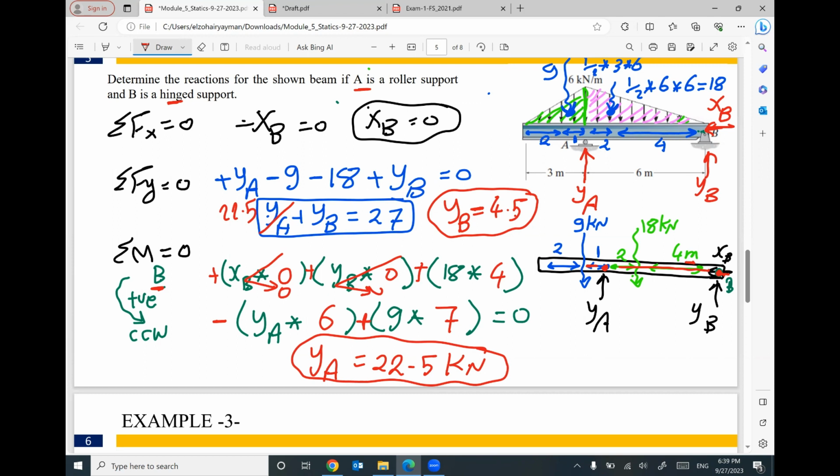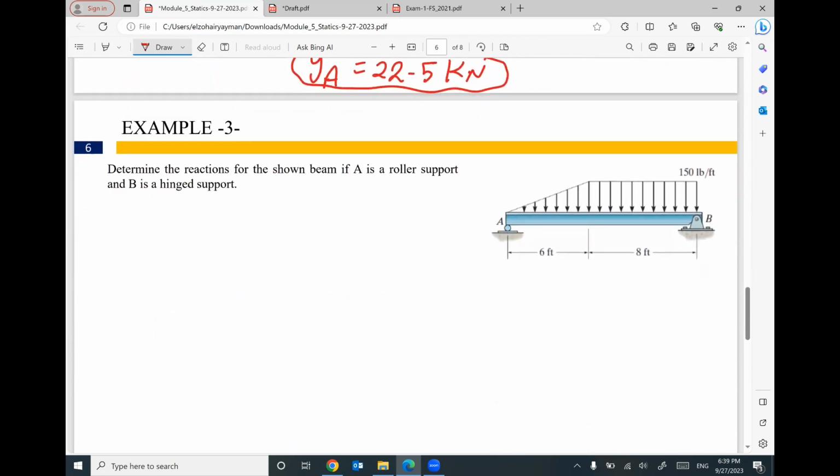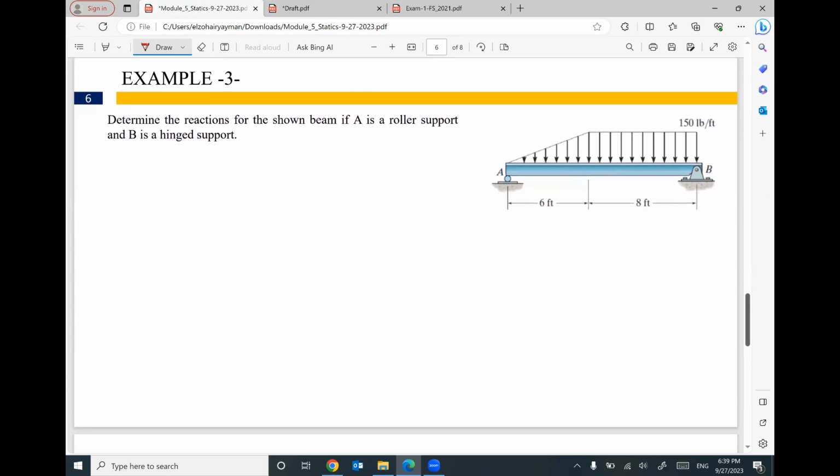Any question? The remaining questions are very easy. The same meaning for this shape. I have roller at A, so I have 1 reaction at A. We have hinge at B, so I have 2 reactions, YB and XB.